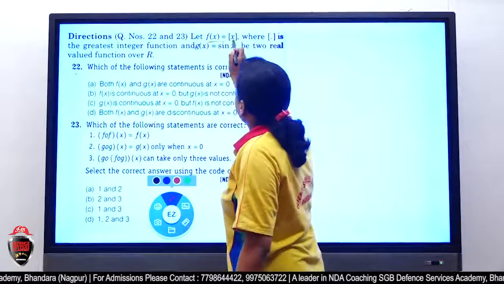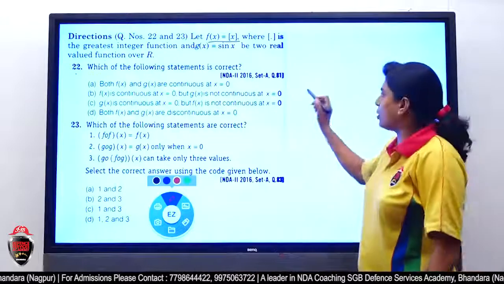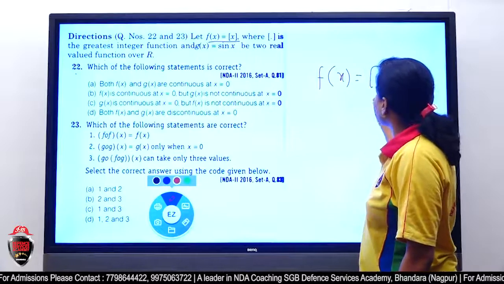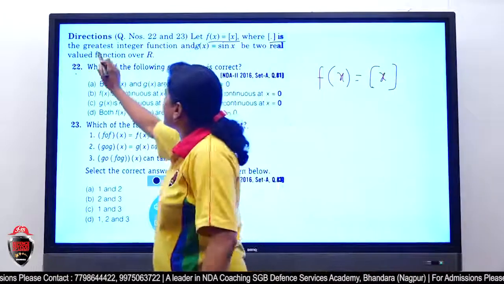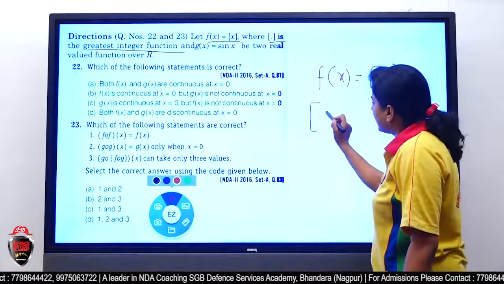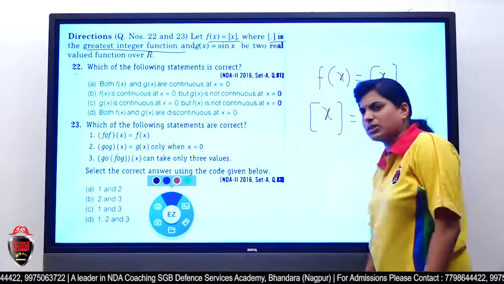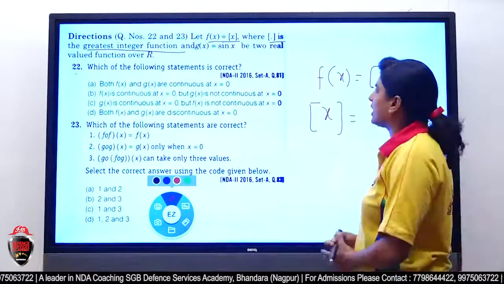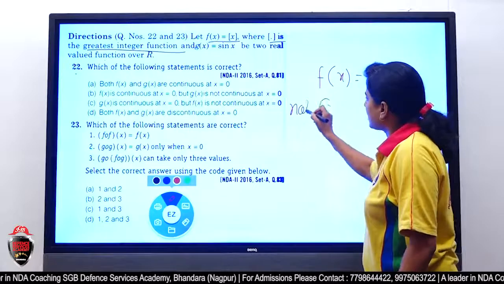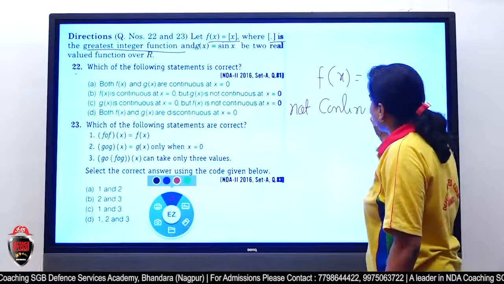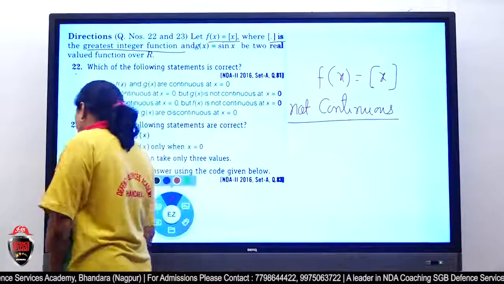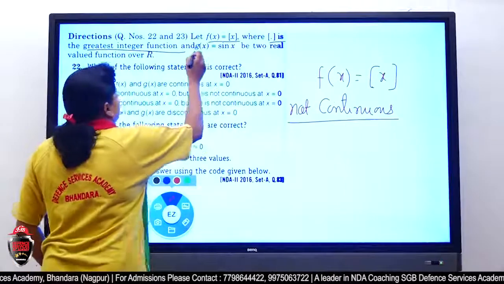What is given? f of x is equal to the greatest integer function of x. This represents the greatest integer function. And as we all know, the greatest integer function gives us the two values 0 and -1. So accordingly the function is not continuous. This function will not remain what? It will not remain continuous, because which function is this? Greatest integer function. Move to the second one, that is g of x.